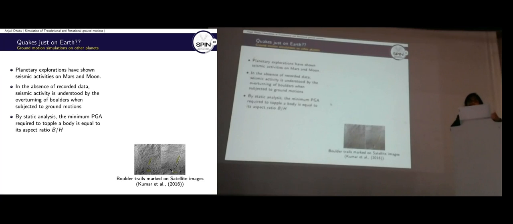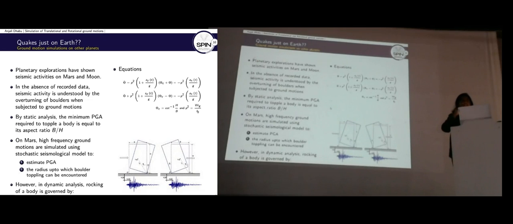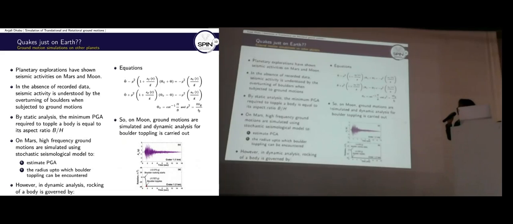The standard way to characterize how much PGA must have occurred is equal to the B/H ratio of the body. But that gives a very crude estimate of the PGA and also the radial distance up to which that shaking must have been observed. So better way is to do some dynamic analysis where we have the simulations and we subject those simulations to these equations and we see whether the boulder toppled. So on Moon, we simulated some ground motions and we did this analysis and we found out that, okay, we can obtain the PGA at which the boulder started shaking and the PGA at which the boulder actually toppled.